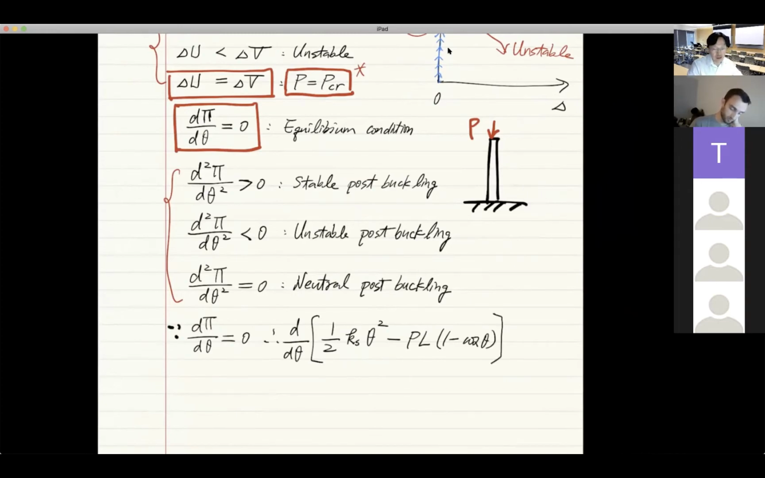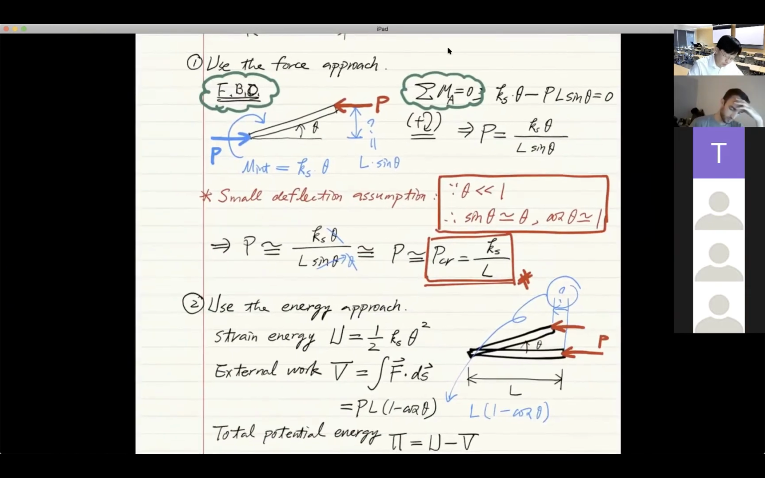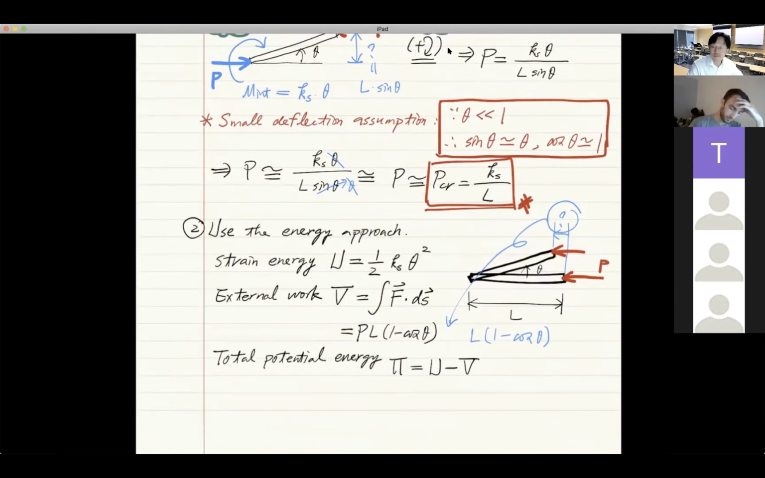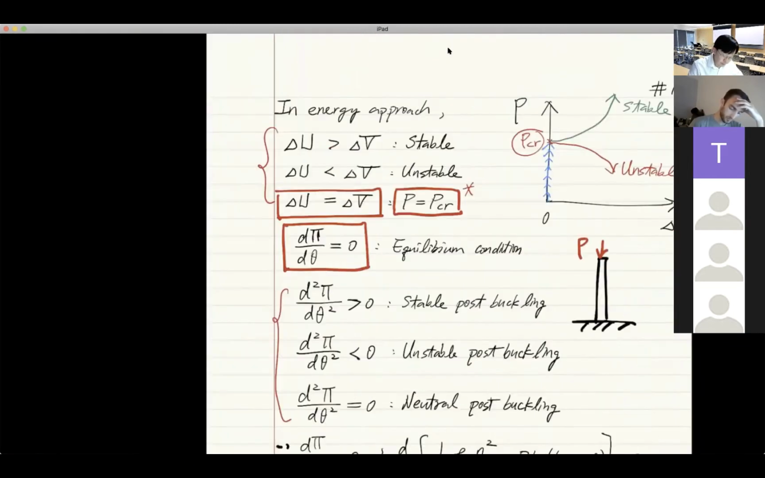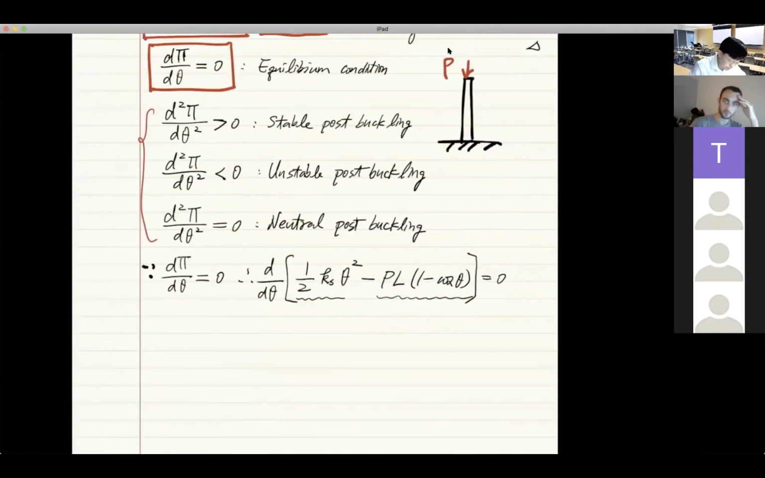So here, I did nothing but just substitute the expression that we found from the last page. So the first term is strain energy, and this is external work. Go back to here. So this is what we found. So we just plug it in, and then we differentiate the whole thing.